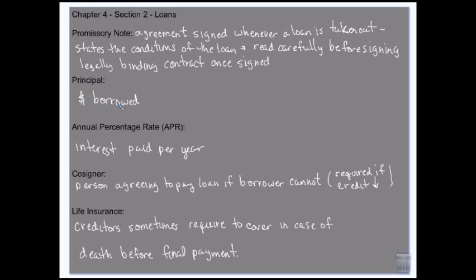Principal is the money borrowed. Annual percentage rate is the interest paid per year. We have APR with a bank account, which is the interest earned, and you have APR with a loan, which is the interest paid. Cosigner.